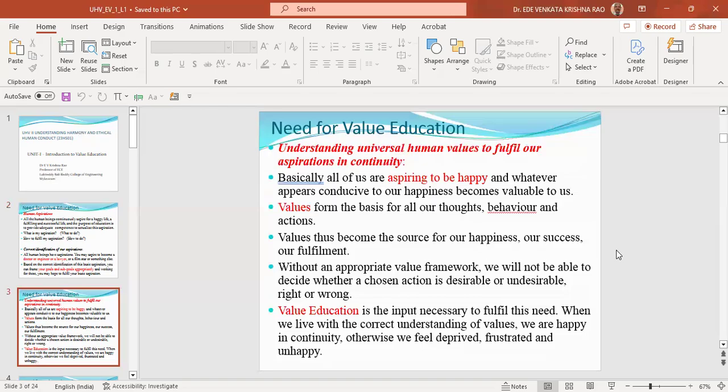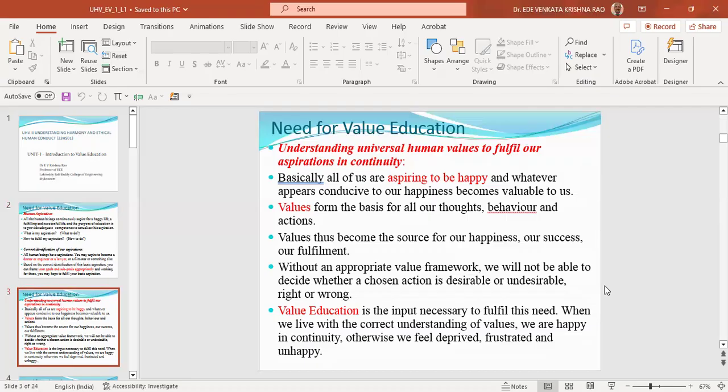So understanding human values to fulfill your aspirations and to be continuously happy, you require the values. Those values are the basis for all our thoughts, behavior and actions, and values thus become the source for our happiness, our success, our fulfillment. Without the appropriate value framework, we will not be able to decide whether a chosen action is desirable or undesirable, or is it right or wrong. So you require value education. That is the need of value education.